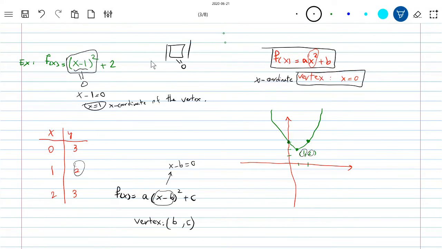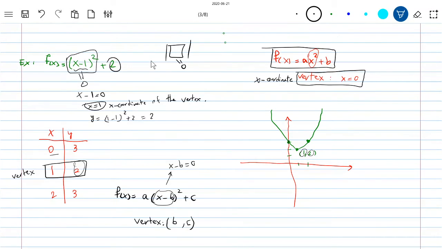How do I find the y coordinate? Replace 1 into the function: (1 minus 1) squared plus 2. What you get is 2. b is still supposed to be your y coordinate. Okay, so here, this is the vertex point, (1, 2).